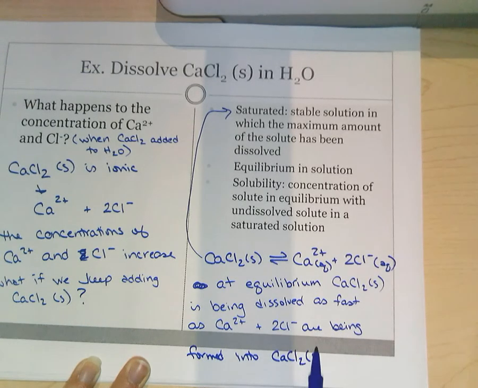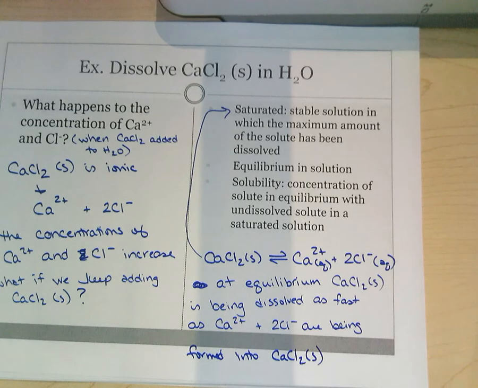We're actually at a point where you are dissolving the solid as fast as the solid is being remade. If you can think about that, that's pretty crazy. All right, so as fast as that, for every one calcium chloride molecule that breaks into its three ions, ions are reforming the original solid, which is how you end up with solid left at the bottom of your solution.